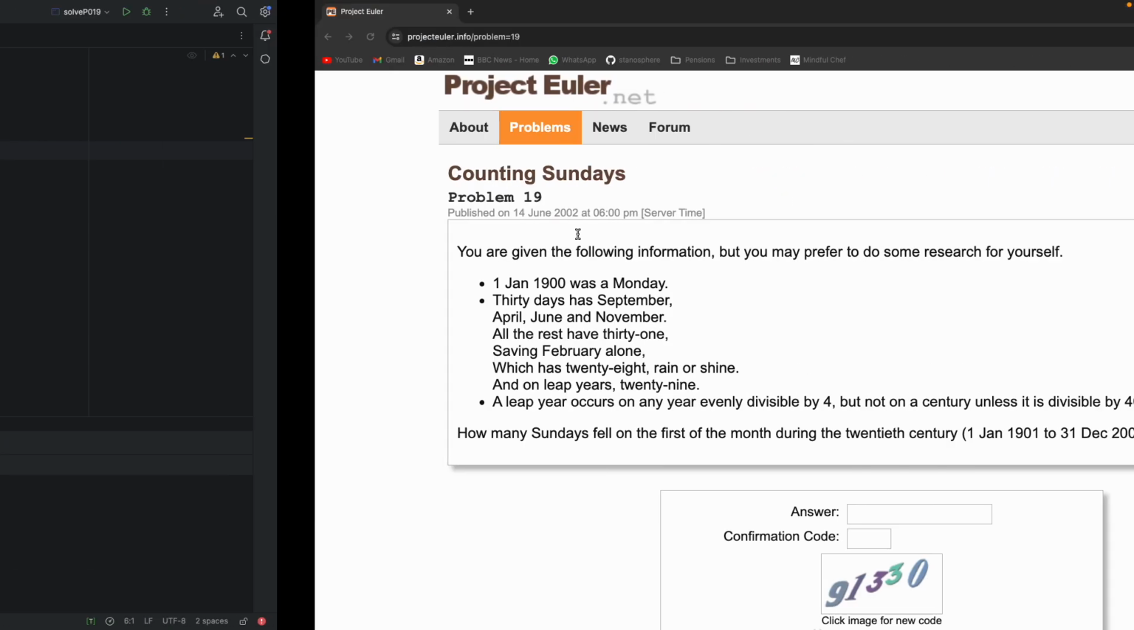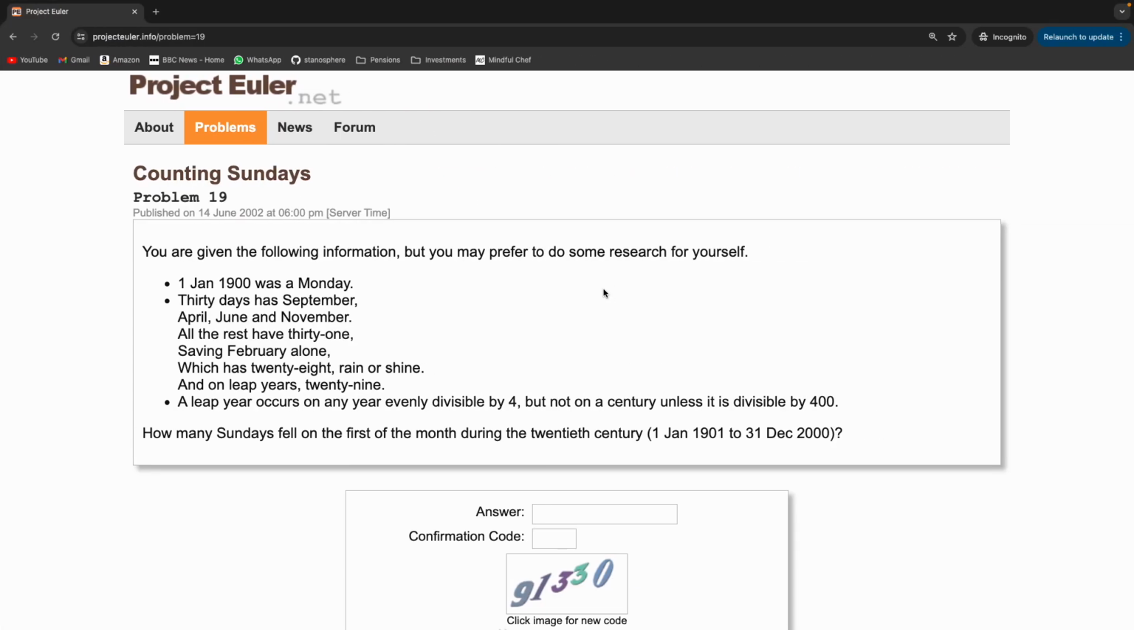Okay, so here we are for another Project Euler, and we're going to look at problem 19 today. It gives you a ton of information about months and days and leap years and all of this. But the question is, how many Sundays fell on the first of the month during the 20th century? So that is the 1st of Jan 1901 until the 31st of December 2000.